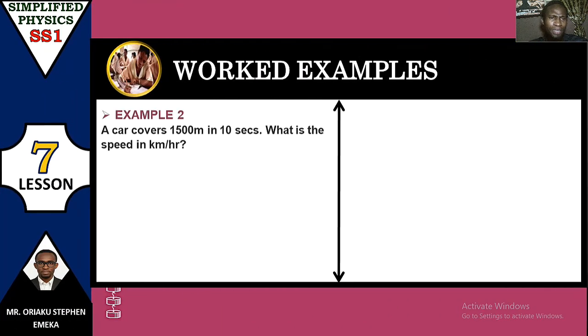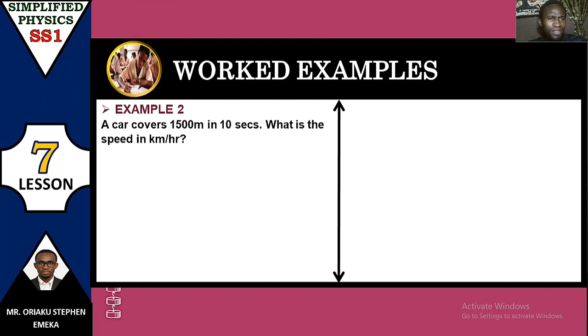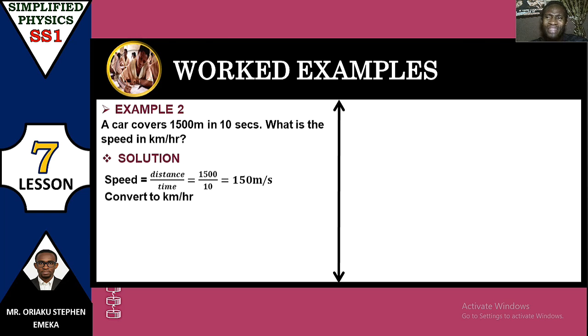Okay, next example. A car covers 1500 meters in 10 seconds. What is the speed in kilometer per hour? We are trying to test our knowledge on conversion. So first of all we will convert it to meter per second. Speed is distance over time, so that is 1500 divided by 10 seconds, which gives us 150 meter per second. We now have to convert this to kilometer per hour.